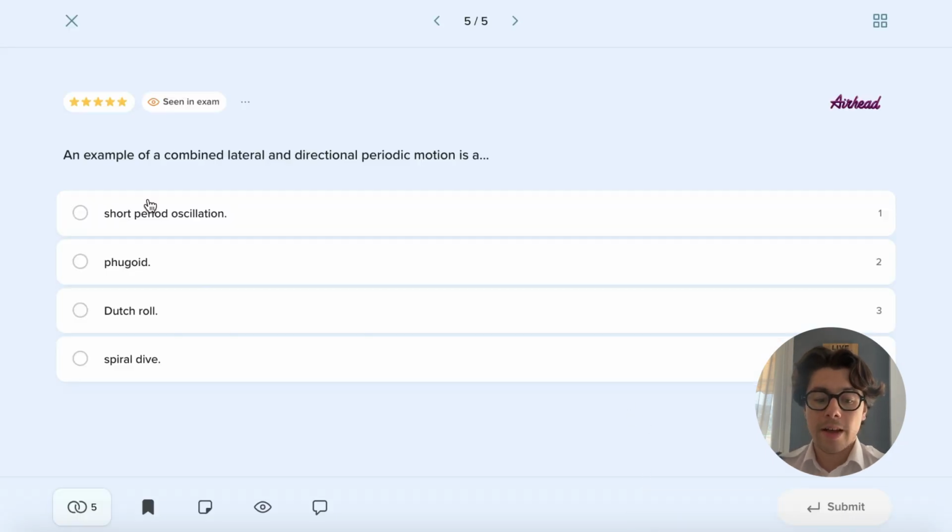And lastly, an example of a combined lateral and directional periodic motion is A. So this question quite clearly refers to the Dutch roll. The Dutch roll, by definition, is when an aircraft has a very strong lateral stability, but visibly weaker directional stability. If it was the opposite, we would call it a spiral instability, which is a tendency for an aircraft, or a high risk for an aircraft, to enter a spiral dive after a disturbance.